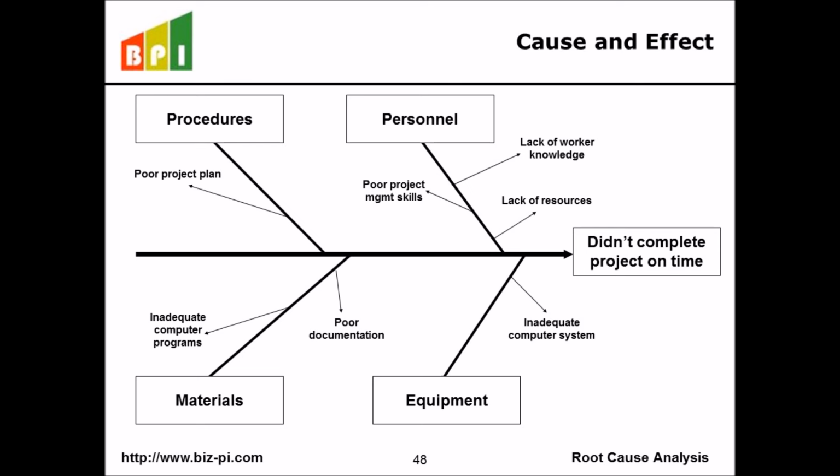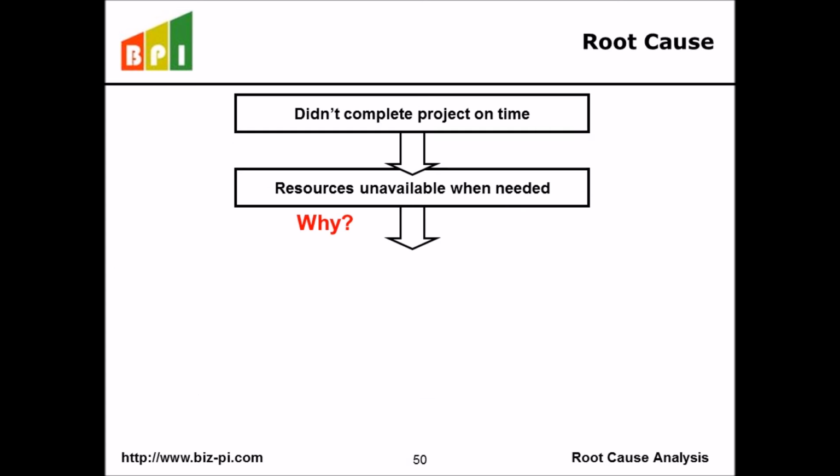Under equipment, we identify inadequate computer system. In the materials section, we identified inadequate computer programs or poor documentation. And under procedures, we identify a poor project plan. The team decides, based on experience and the available data, to focus on the lack of resources as a major reason for the delay. So the team determines that the appropriate resources were not available when they were most needed to keep the project on schedule. That is only answering the first why in our 5 whys exercise.